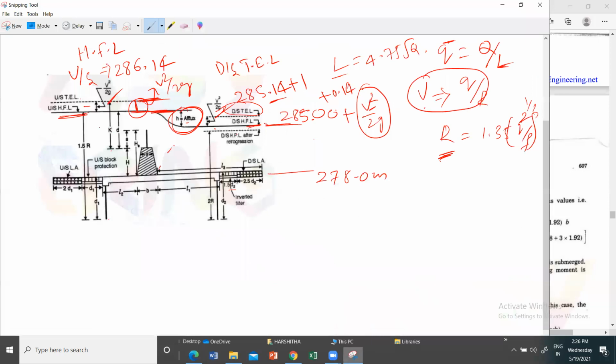After that, we need to calculate K. Before that, let's see what K is. K is the level difference between the total energy line on the upstream side and the crest level of the weir. That will be K. Why do we require K?